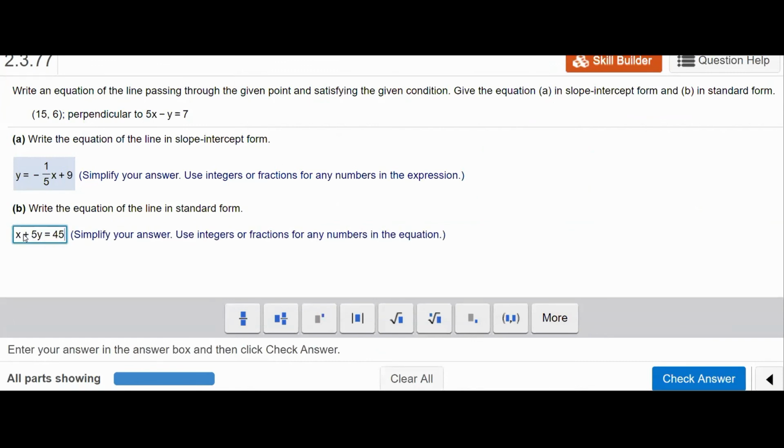And there's a few things about checking this. 15 plus 5 times 6. It's going to be 15 plus 30 equals 45. So it does go through that point. And then the other thing, since the slopes are negative reciprocals of each other, notice how the 5 and the 1 have switched places in terms of what they're the coefficient of, and there's been one change in sign, that minus to a plus.